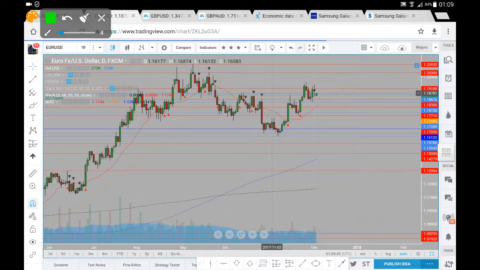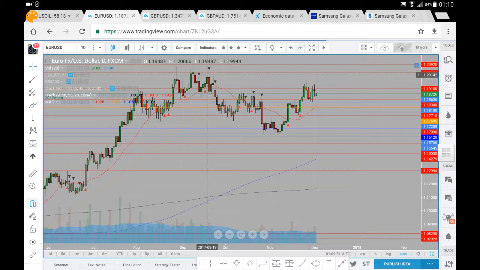So that should actually wrap up the euro dollar overall. The market does appear bullish. We did see some weakness come into last week, something we have to be cautious of. But overall, the market does seem to be trending up towards testing these previous highs. So that should wrap up the euro dollar analysis.